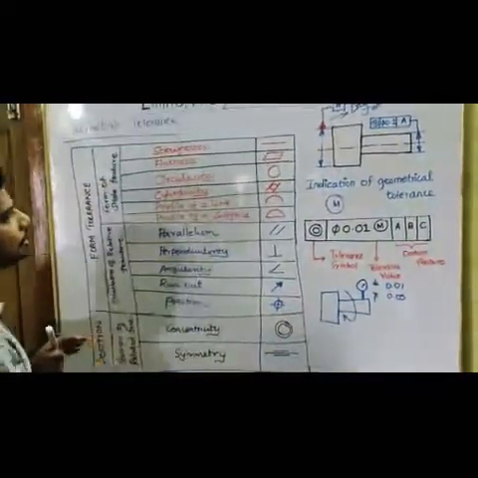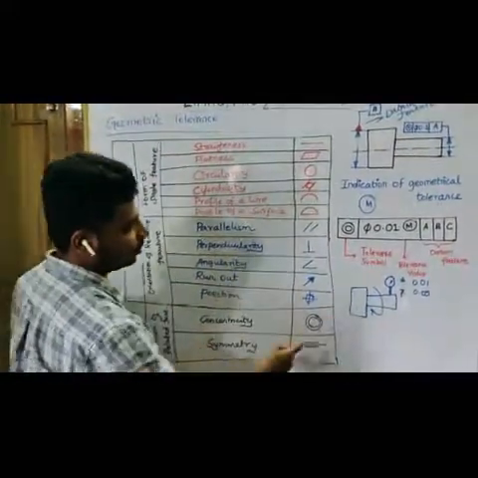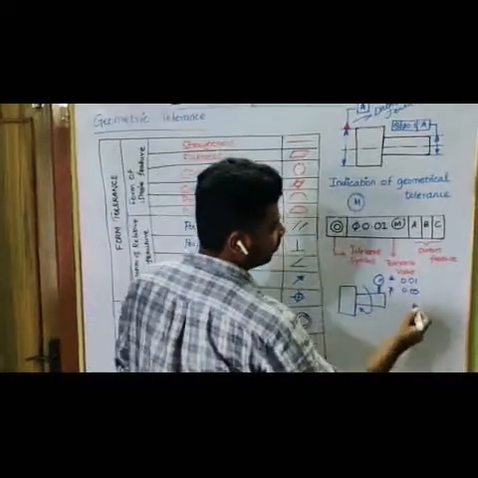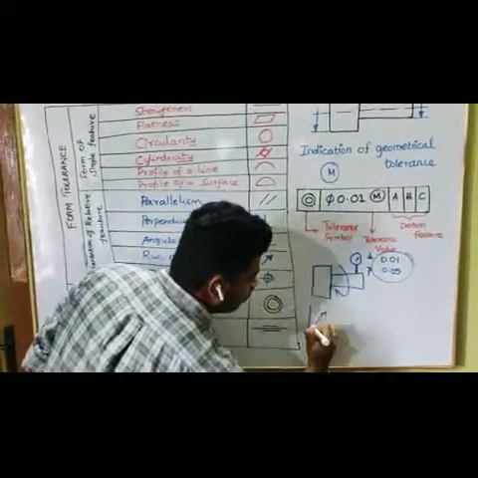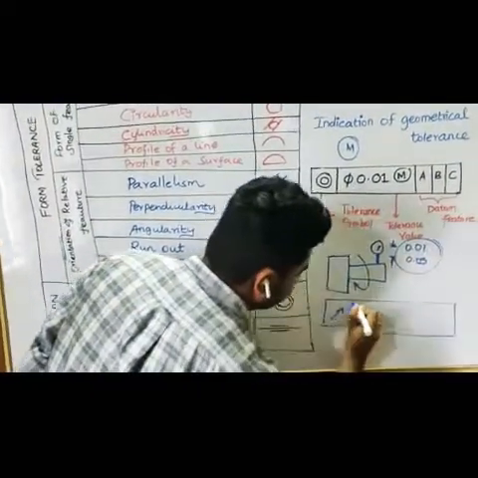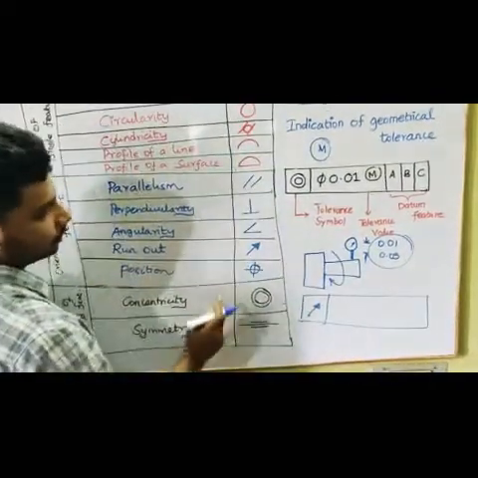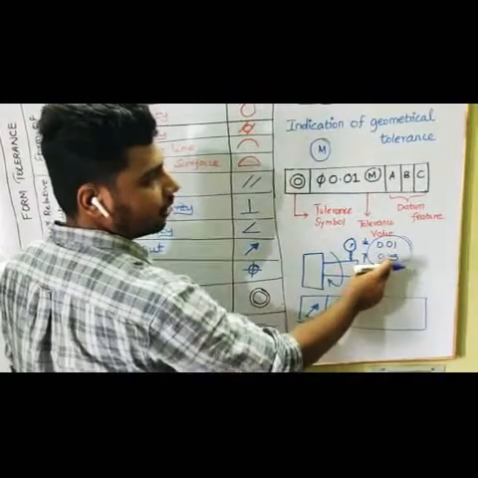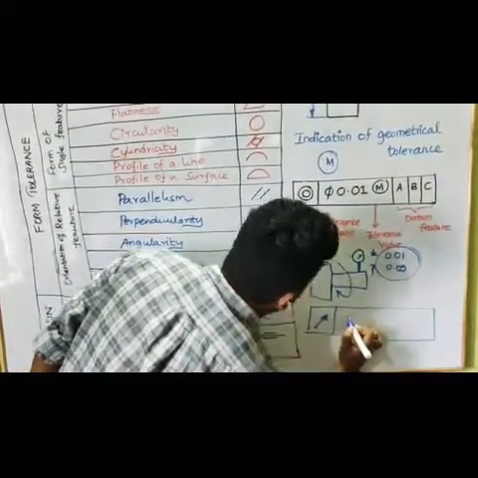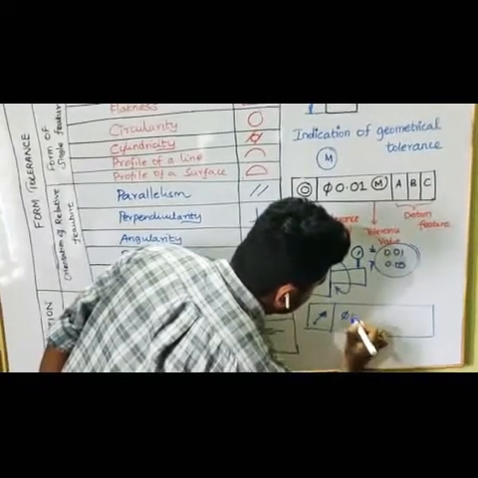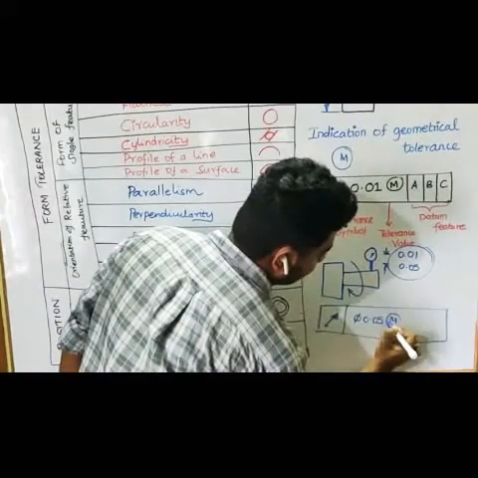This is how you have to mention your different types. If you want to indicate the runout, I told you how to indicate it. You know the value here, and you know the symbol of runout. To indicate that, the tolerance frame will be like this. This is your symbol for the runout, and the value you write here. I am going to write the runout value as 0.05. I am taking it for maximum material condition.